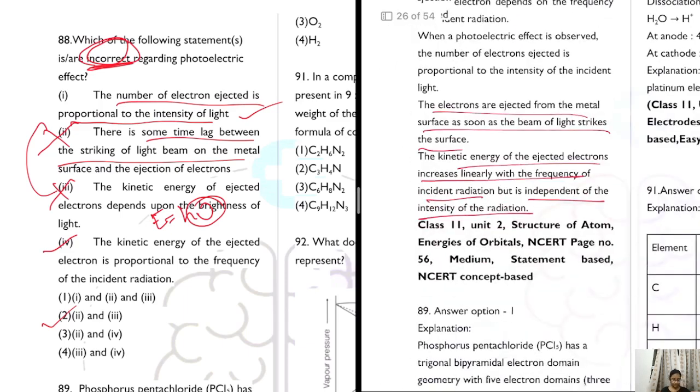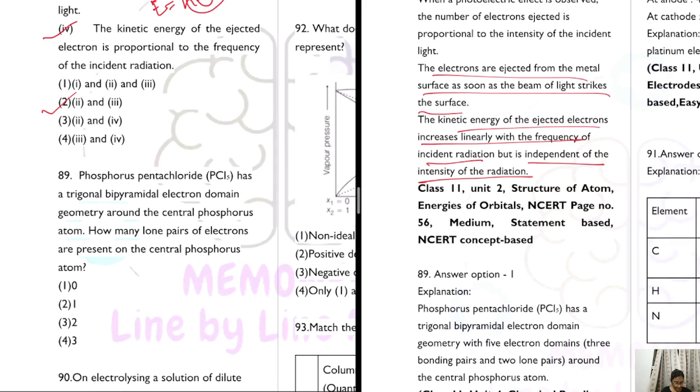Let's see the next question, which is: phosphorus pentachloride has a trigonal bipyramidal electron domain. See, this is the structure of PCl5.